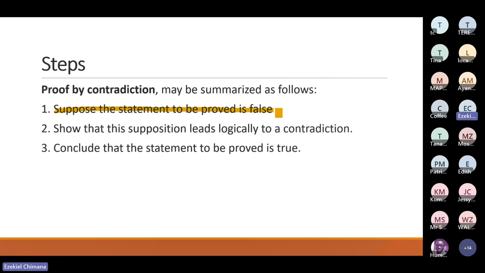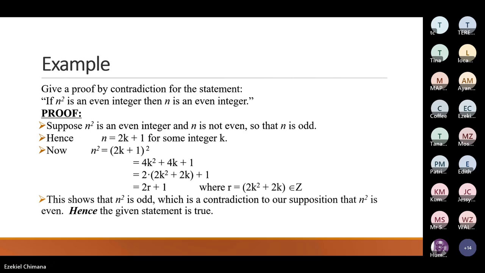Suppose the statement to be proved is false, and then show that this supposition leads logically to a contradiction, and then conclude that the statement to be proved is true. So you just make an assumption or a supposition that the statement you are given is false, and then you try to prove that it is false. If it actually leads to a contradiction, then you say that the given statement was actually true. So how do you do that?